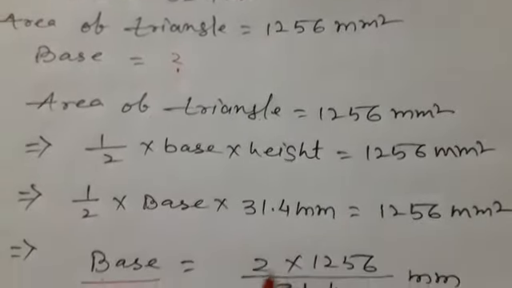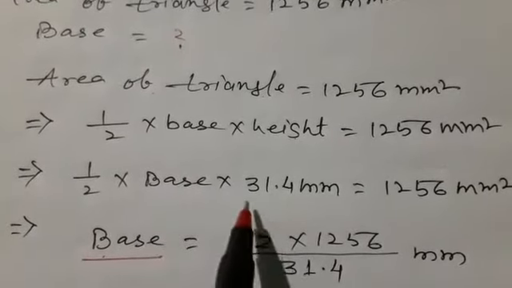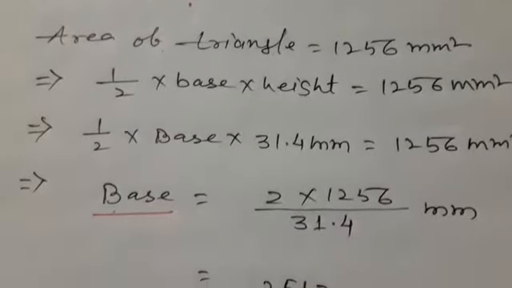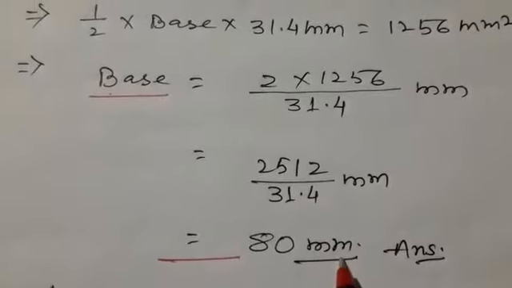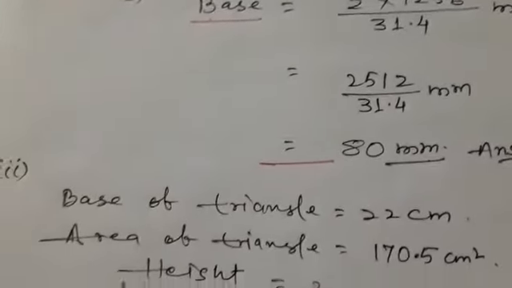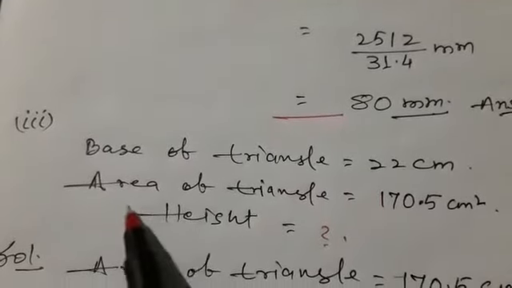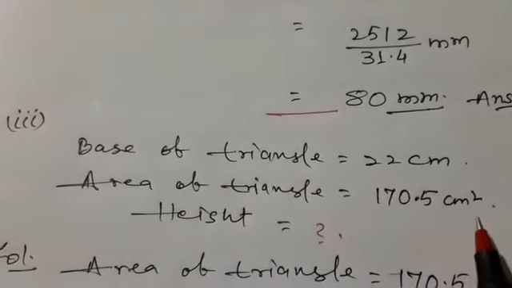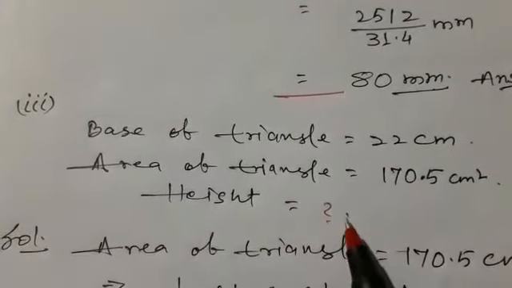So base is equal to 1256 multiplied by 2 by 31.4. After solving it, we find 80 mm is the base of this given triangle. Third is base of triangle is equal to 22 centimeter. Area of triangle is equal to 170.5 cm square. We need to find height of this triangle.